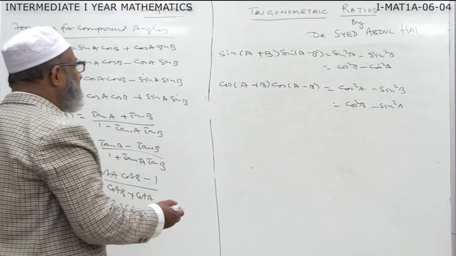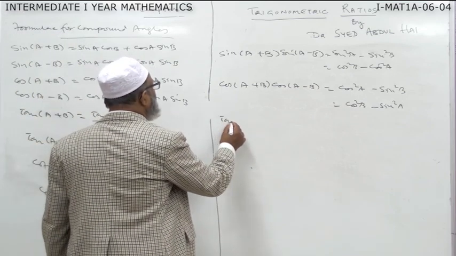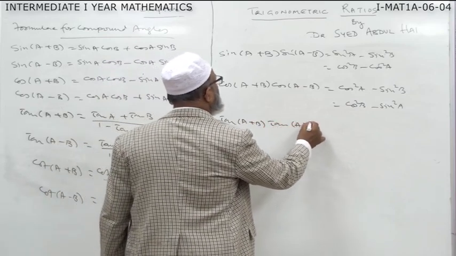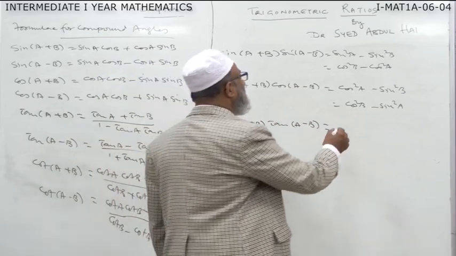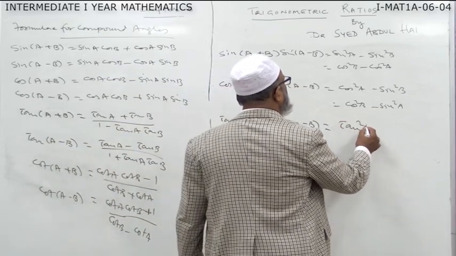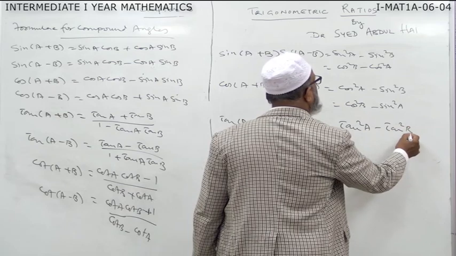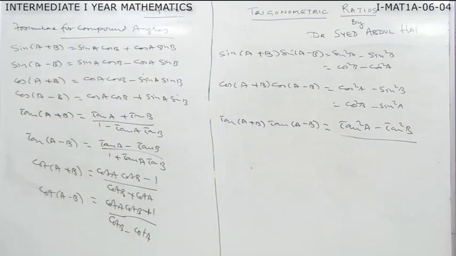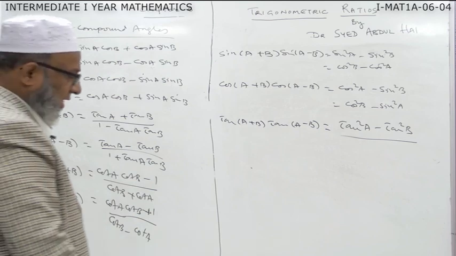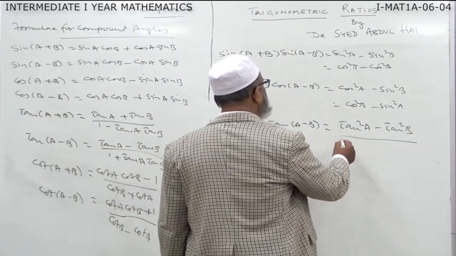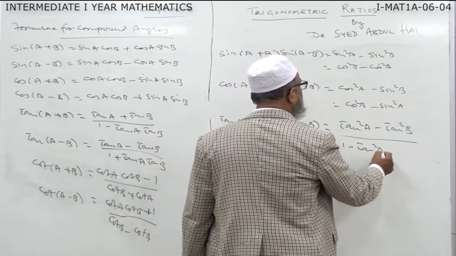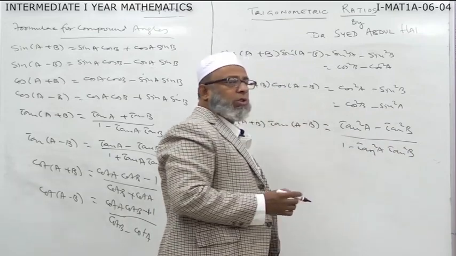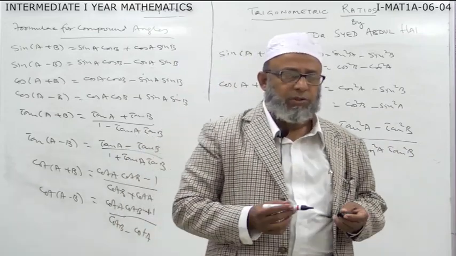One more formula is there: tan of A plus B into tan of A minus B is equal to tan square A minus tan square B divided by 1 minus tan square A into tan square B. Is it clear? So, these are the formulas of compound angles.